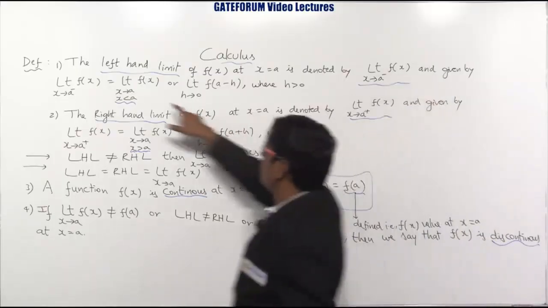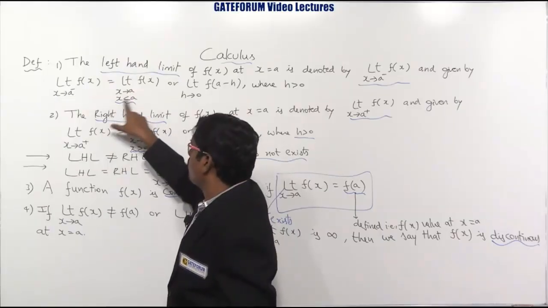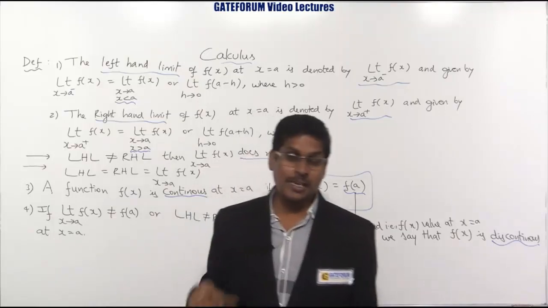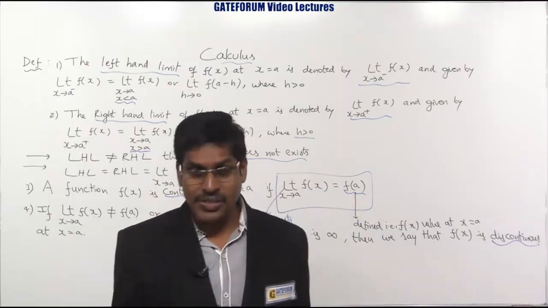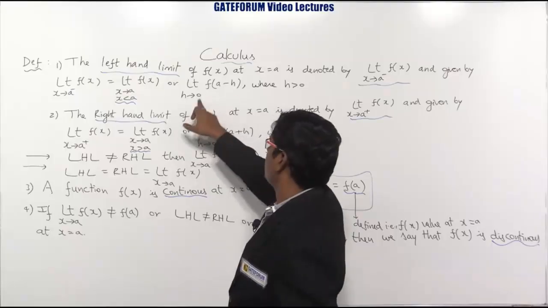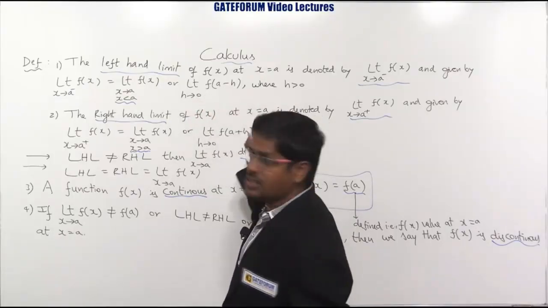So how do you evaluate? Limit x tends to a of f of x, up to the previous procedure. Then one more condition: when x less than a. They will provide, when x is less than a, some f of x, and when x is greater than a, some other f of x. In that case, this is useful. Or this is the 11th class method: put x is equal to a minus h, that is limit h tends to 0 of f of a minus h, where h greater than 0.